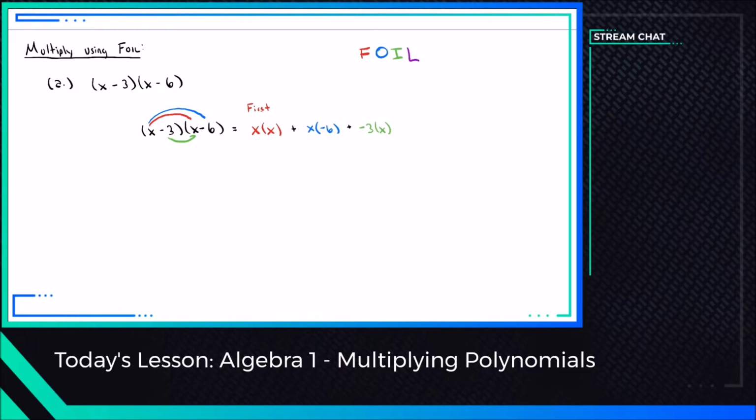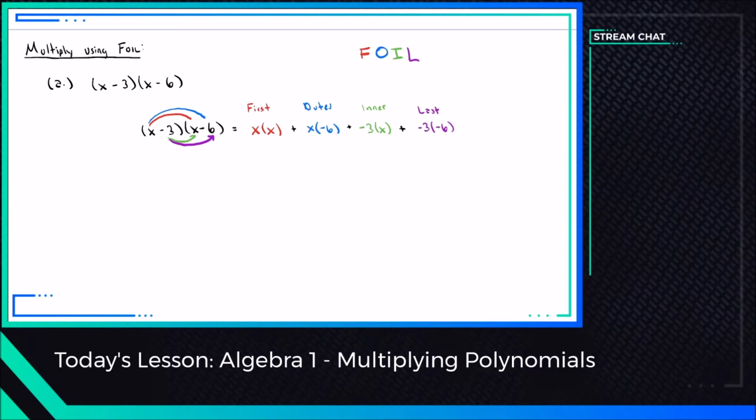Whatever sign is in front of the number, whether it's a negative or a positive, that sign goes with it. So both of these are negative. So that's why this negative and this negative exist right there. And then we're going to put a plus sign. And then we're going to do our last terms, which is a negative 3 multiplied by negative 6. Oops, and I forgot to fill in up here. So first, oops, then I write the wrong one. First, outer, inner, last.